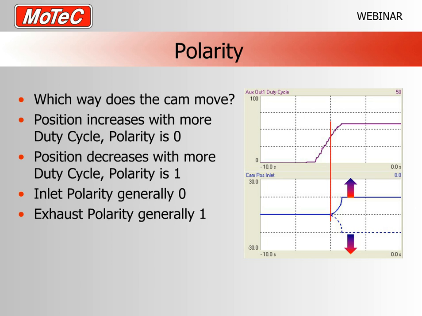This is very important. If you get the polarity wrong, the ECU is going to be trying to calculate numbers and driving the camshaft in the wrong direction, and it simply won't go. So, as a rough rule of thumb, if the position increases, goes up, the polarity needs to be 0. If the position goes down, the polarity needs to be 1. So generally speaking, inlets are 0 and exhausts are 1. I haven't really found an engine that does anything different to that, so there's a bit of a clue there.